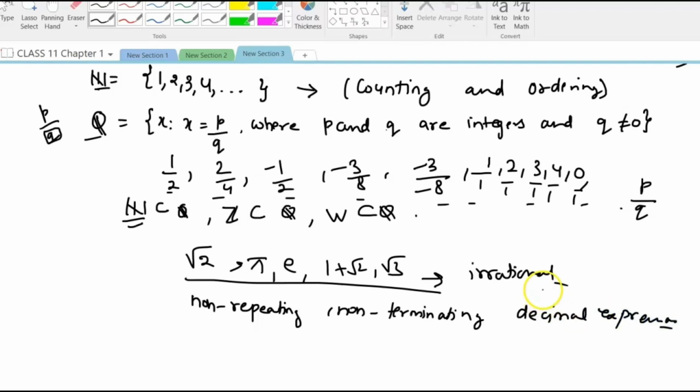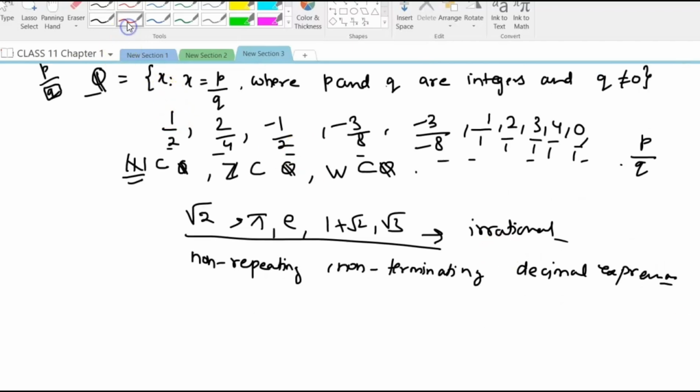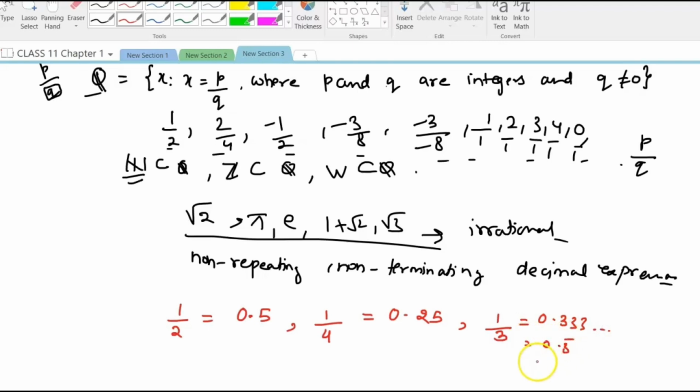What does it mean? Suppose you have 1 by 2. If you write it in decimal form, you will get 0.5. If you have 1 by 4, you can write it as 0.25. And the same goes for some rationals, not all of them. Now, you may have 1 by 3. You can write this as 0.333 dot, or 0.3 with a bar.